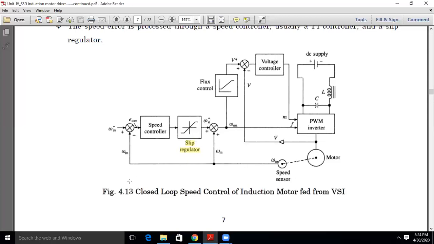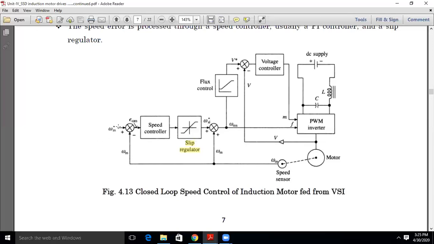But its actual speed is omega m. If these two are equal, no worries about this entire scheme. Directly, the induction motor operates at the previous speed only.